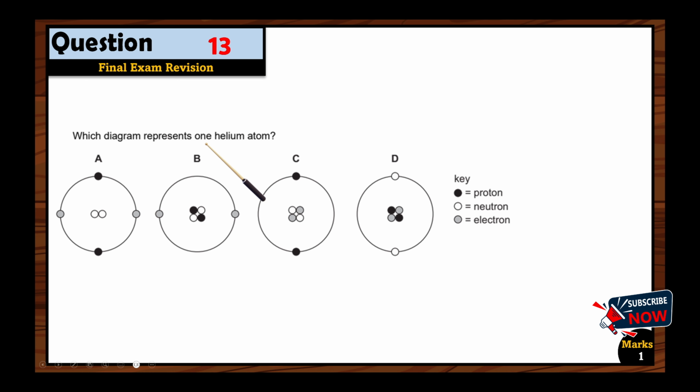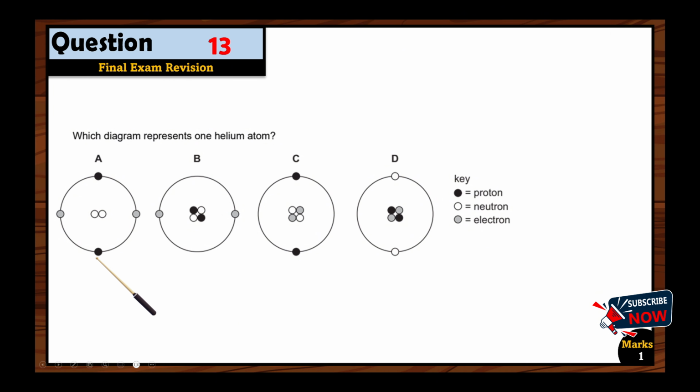Which diagram represents one helium atom? These are the key points here: protons are the black circles, neutrons are white circles, and gray circles are electrons. We already know that electrons are always present in the outer shell, right? So we will see where the outer shell is in which we have electrons. Yes, we have electrons over here. We also have electrons here.